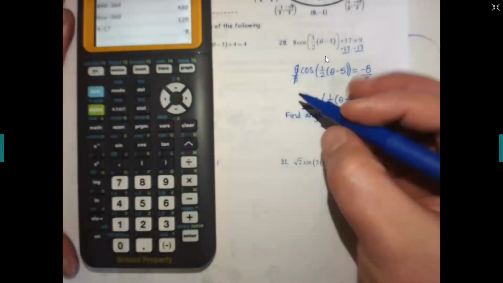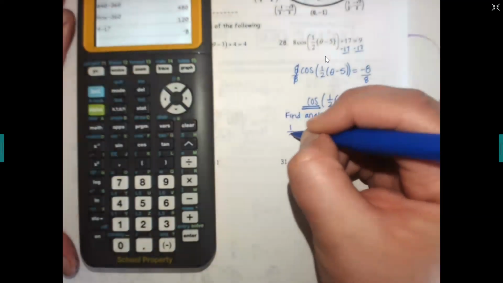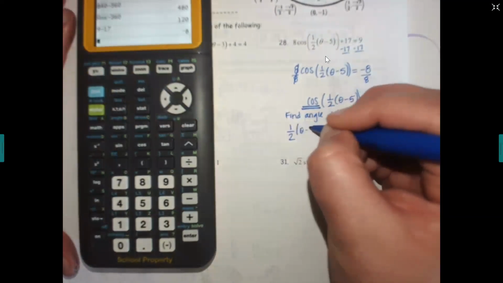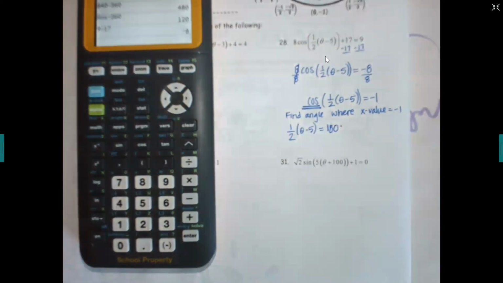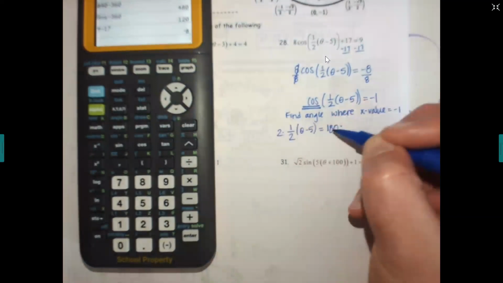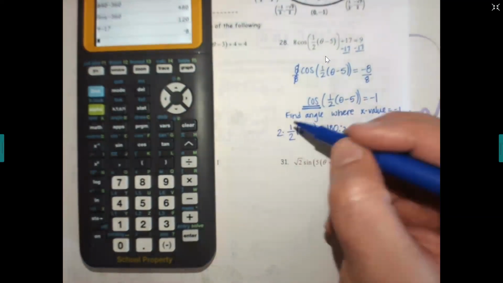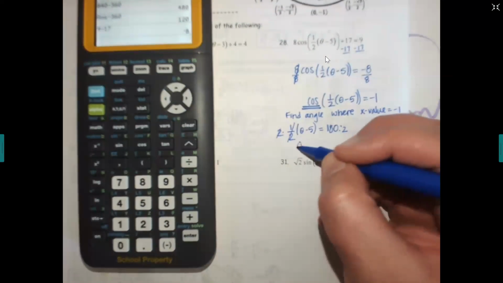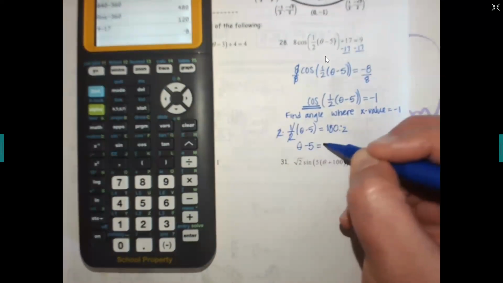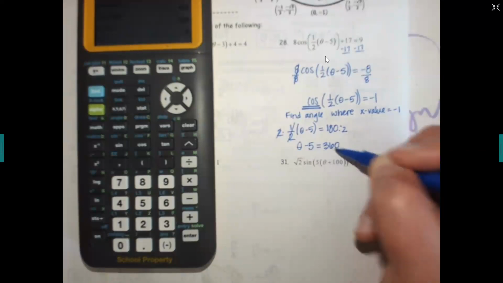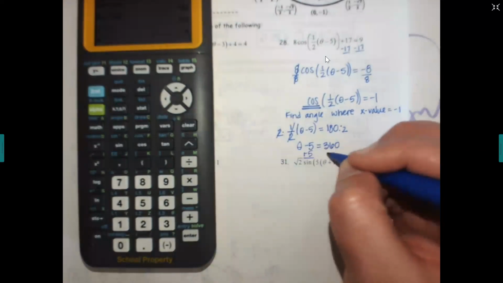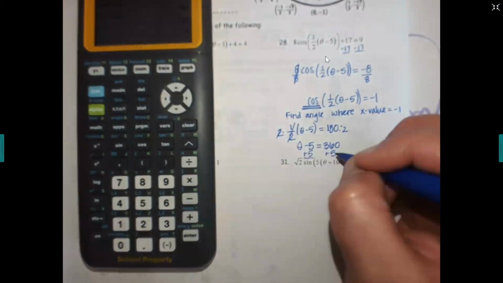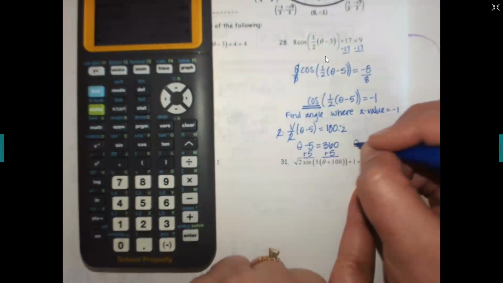So that crosses out the cosine. I have 1/2 theta minus 5 equals 180. And then to get rid of the 1/2, that's a divide by 2, so to get rid of a divide by 2, I'm going to multiply by 2. So the 2s will cross out. I have theta minus 5 equals 180 times 2, which is 360, and then add those extra 5 degrees over. So plus 5, plus 5, which means that your theta is going to be 365.